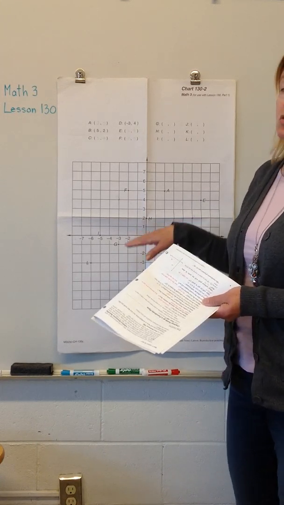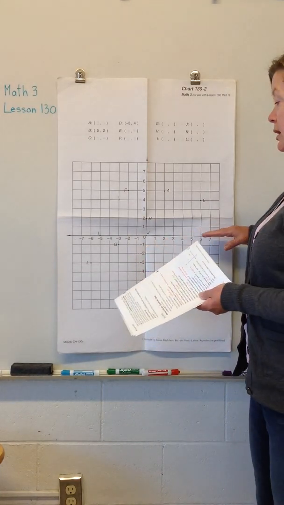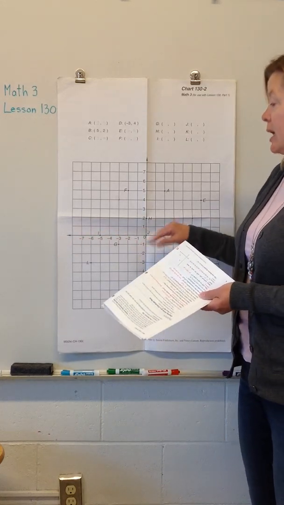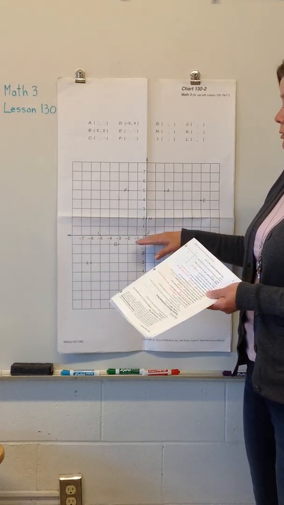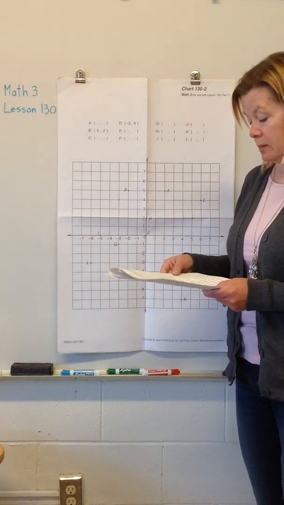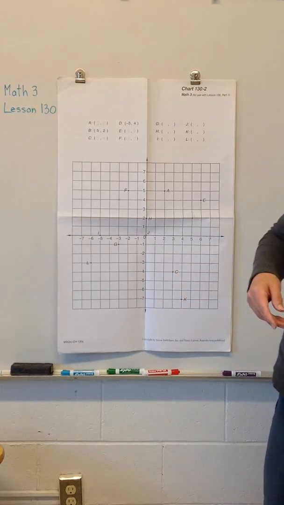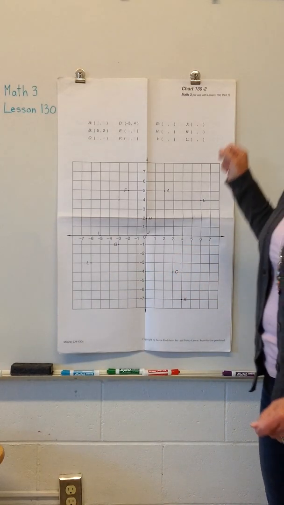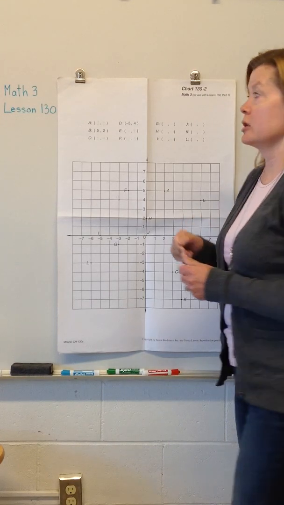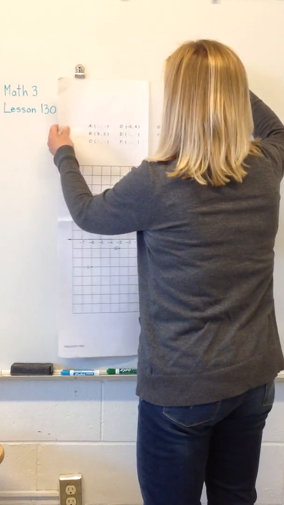When we move on the coordinate plane, we always move horizontally first, either to positive numbers or negative numbers, and then we move vertically, again, either with positive numbers or negative numbers. So we've gone over that part. While I change the posters, could you get out your Master 130 with a pencil, please?